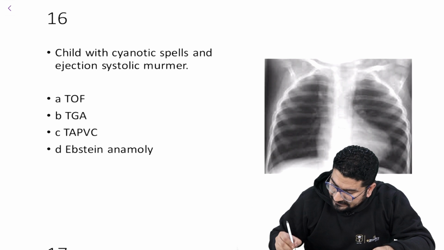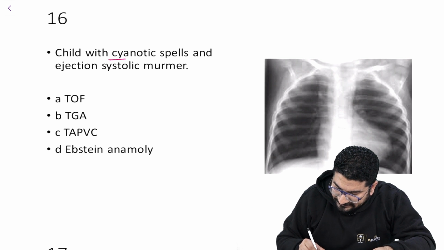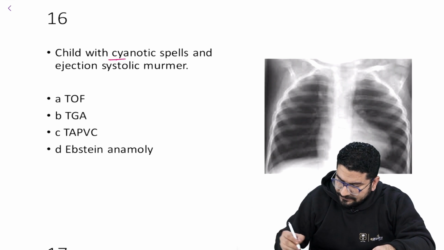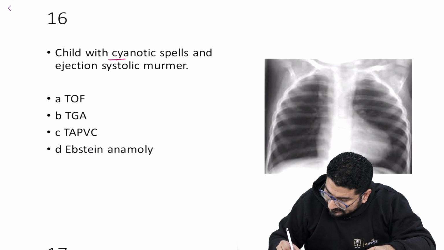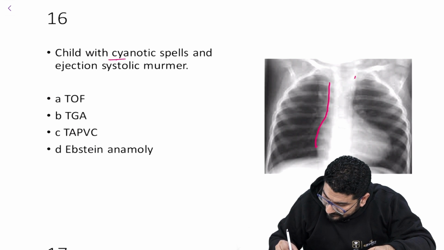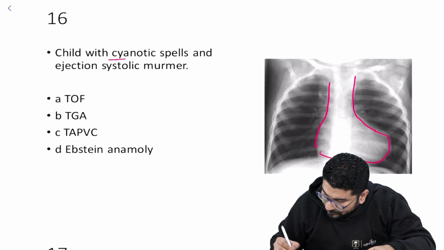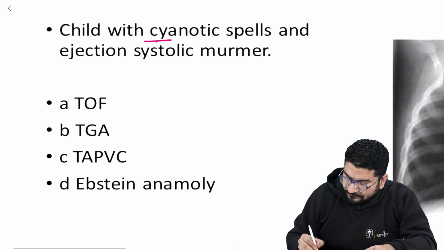Here you can see a child with cyanotic spells. So they are asking about cyanotic heart disease. All the cyanotic conditions are given as options, so let us see this configuration. Here you can see a typical boot shape heart. So the answer for this question is tetralogy of Fallot.